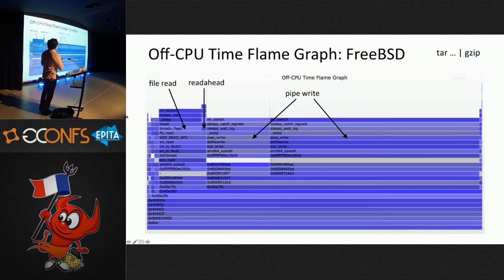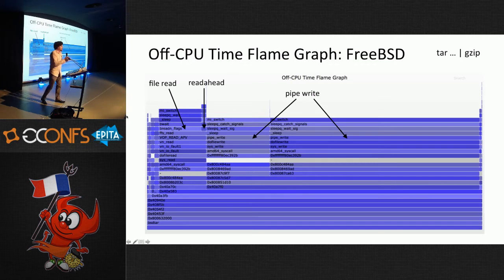This one I'm running tar and I'm piping it into gzip. And it looks completely different because now we're spending most of our time in pipe write, because tar is waiting for gzip to finish its stuff and then write it back to disk. If you were a performance analyst, that's kind of interesting. Okay, so I'm spending a lot of my time blocked in pipe write.